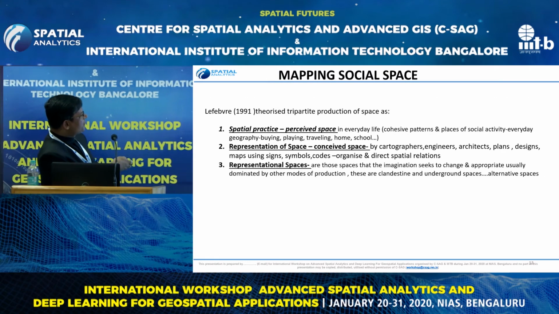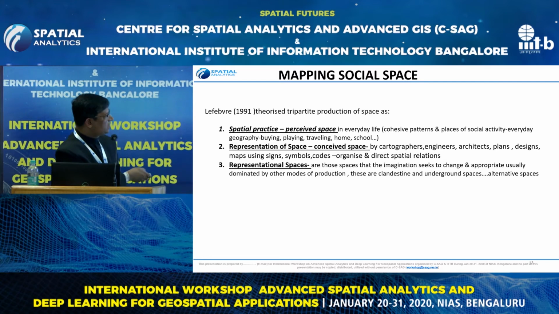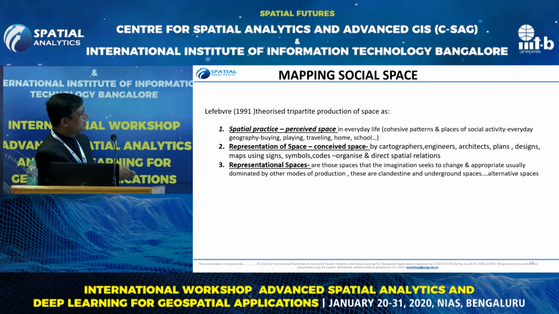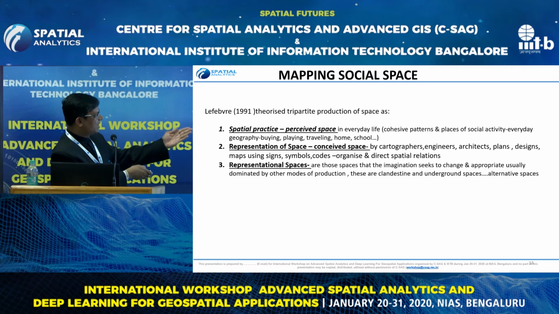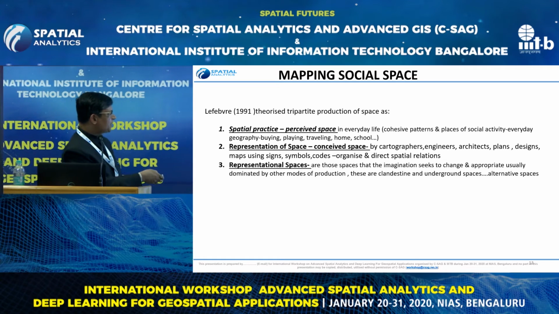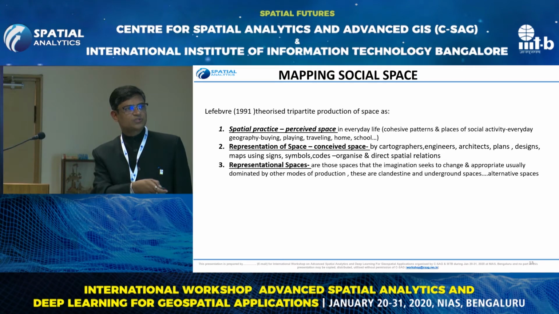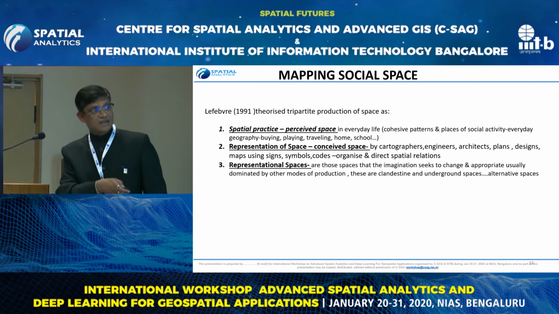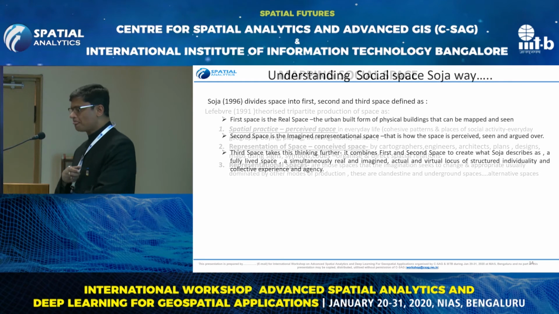Then Lefebvre, in 1991, gives spatial practice, where you do social activity in everyday life, then representation of space, like cartographers making the map, and then representational space, which is the space of imaginations, clandestine and underground spaces.